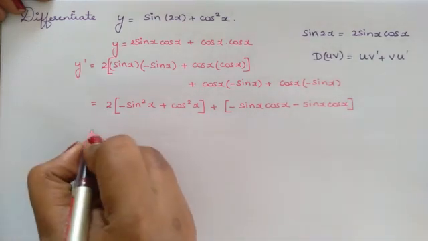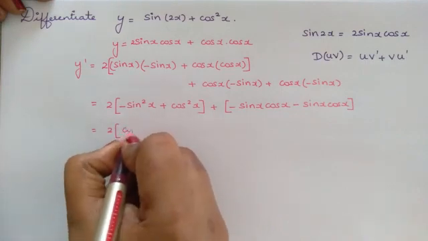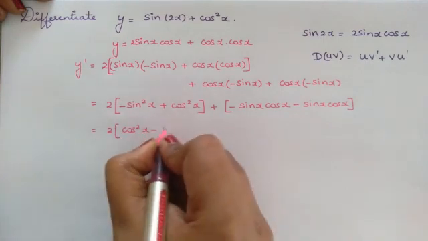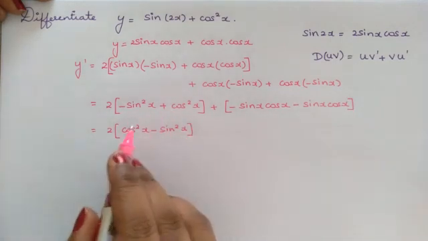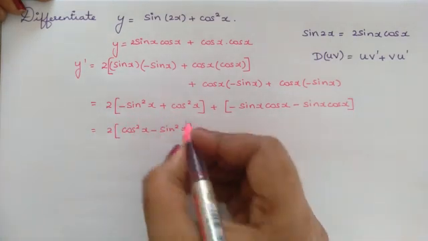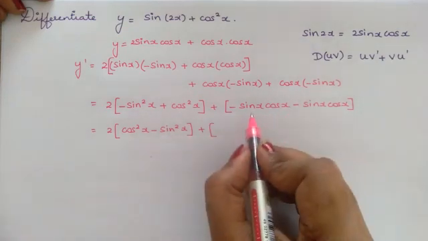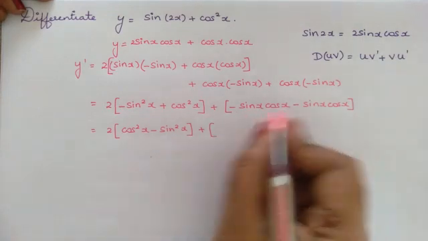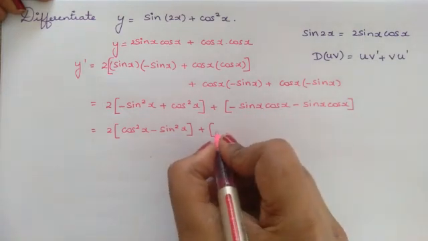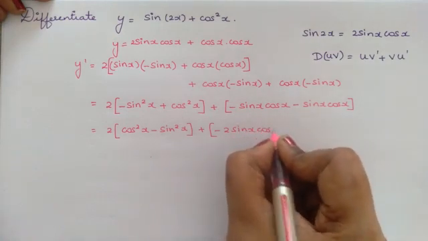Now we are going to write it like cos square x minus sin square x. Nothing is a difference here. We have just written the positive term first and then the negative term. Plus, they both are like terms, children. They both are sin x cos x and sin x cos x terms. So both have negative sign. So let's add minus 2 sin x cos x.